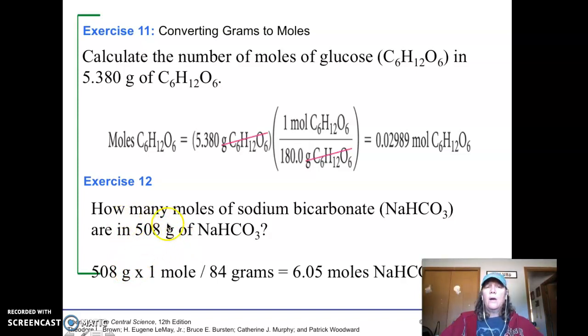Dyslexic today. Okay, so this is the opposite of this. We started with moles, or we started with grams, sorry, and we put grams on the bottom. Yes, so this is the same. Okay, so now what I'm going to do, again, 508.